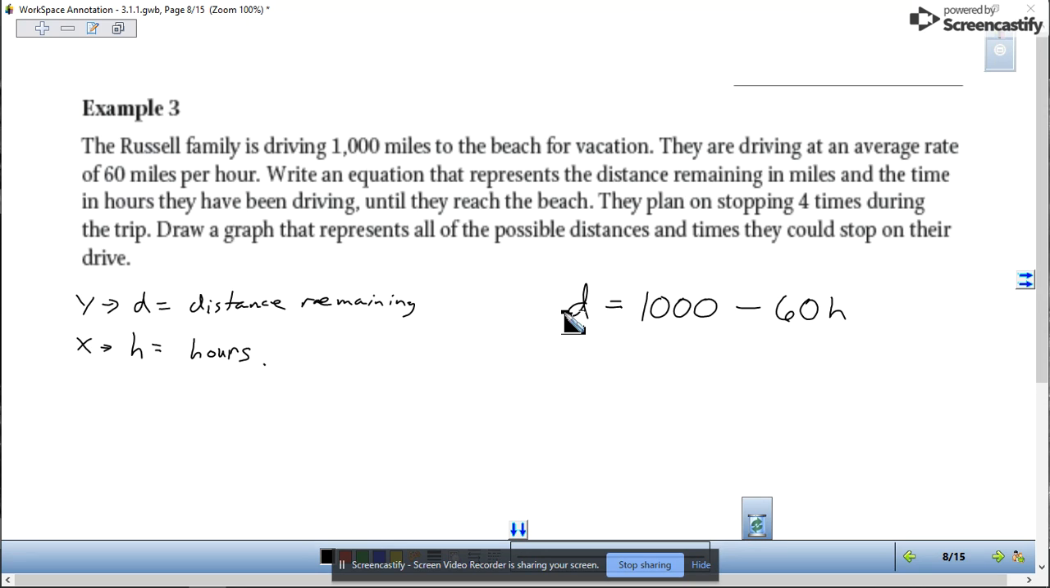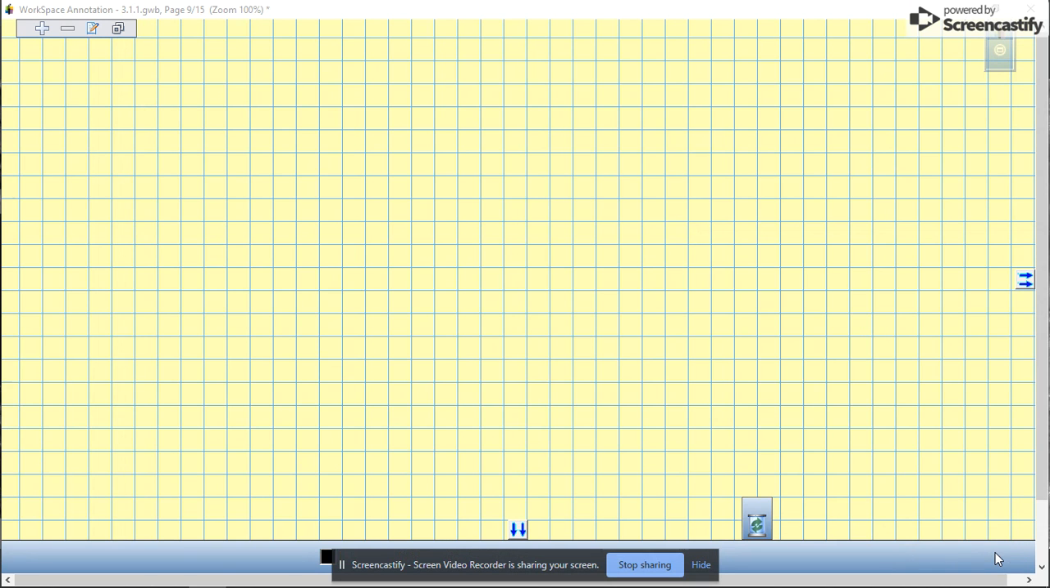Next we're going to graph this. First thing I'm going to do is write my equation down. D equals 1,000 minus 60H. And just for understanding purposes, I can swap this around and swap my variables for X and Y to help me graph it. If that helps you, feel free to do it. Here we go. Let's see.